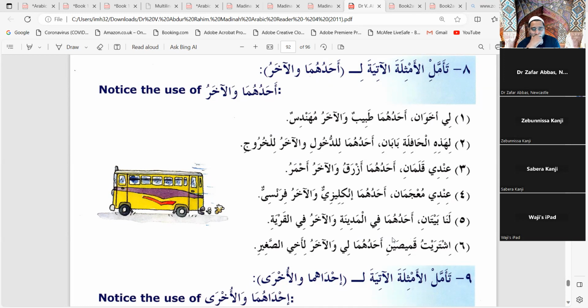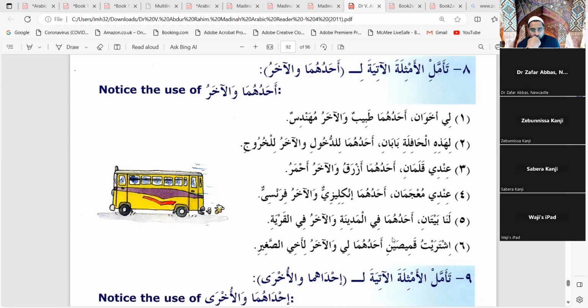In the kalamani, I have two pens. Ahaduhuma azraqu wal akharu ahmar. I have two pens. One of them is blue and another one is red.